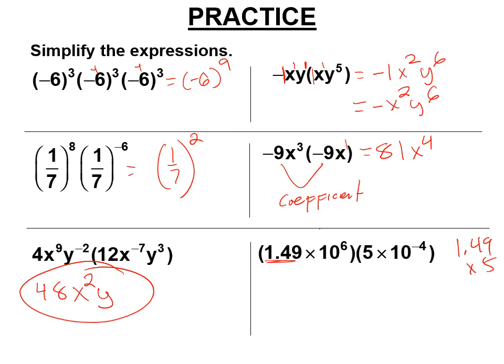Scientific notation, same rules. 1.49 and 5 work just like coefficients. 1.49 times 5 is 7.45, and move the decimal twice, so we get 7.45 times 10, 6 plus negative 4, 2. 7.45 times 10 to the negative 2nd. I tend to not say squared or cubed when we're doing scientific notation. That's the one exception to that. All right.